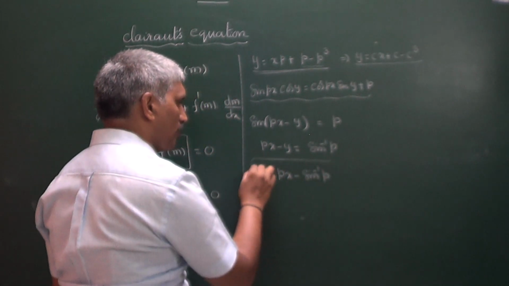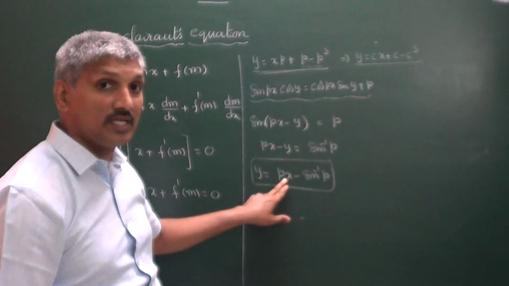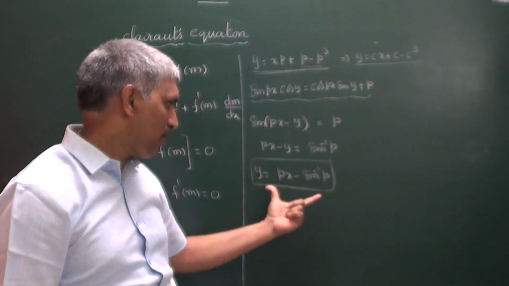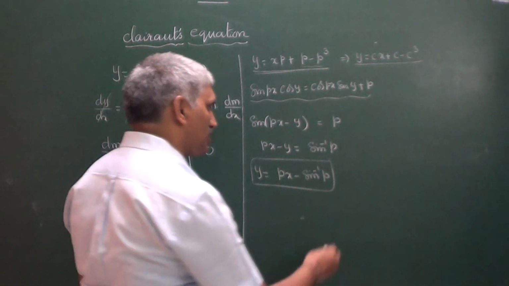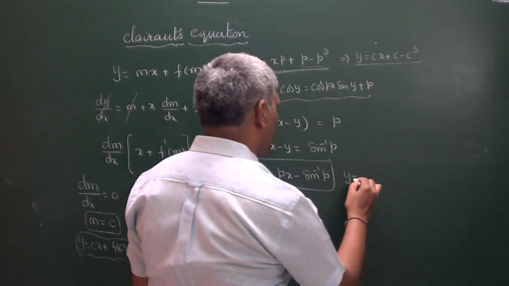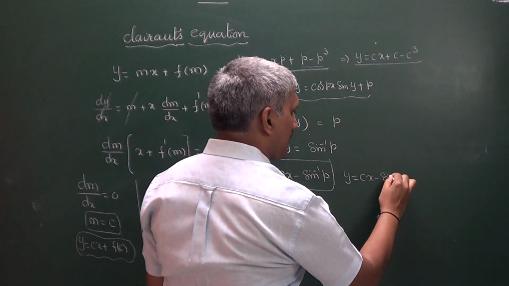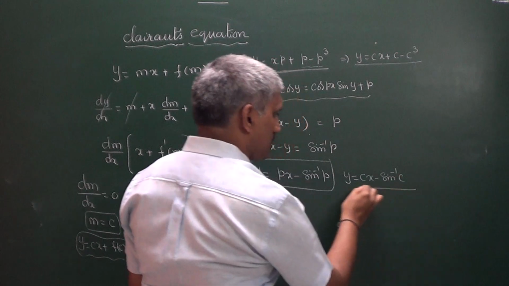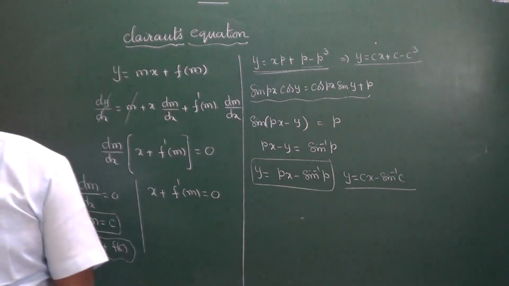Yes, we got it in the form of Clairaut's equation. Y is equal to mx plus f of m. Now it is a Clairaut's equation. We can find out the general solution. Tell me what is the general solution? The general solution is given by y is equal to cx minus sin inverse c. That is the general solution for this differential equation.